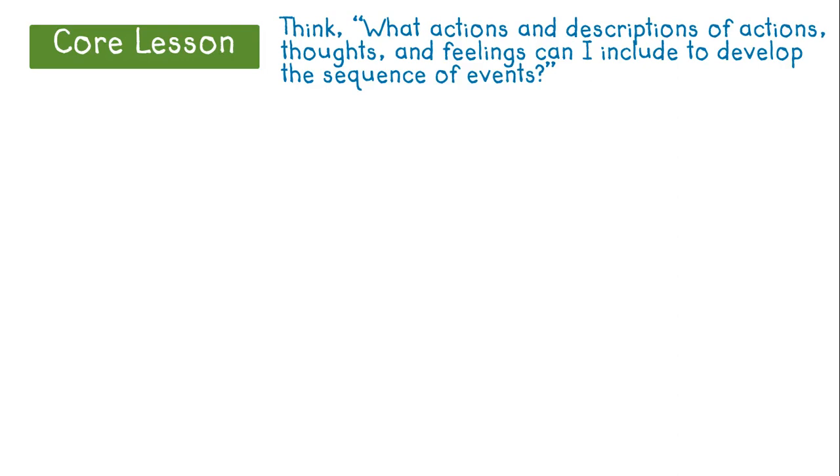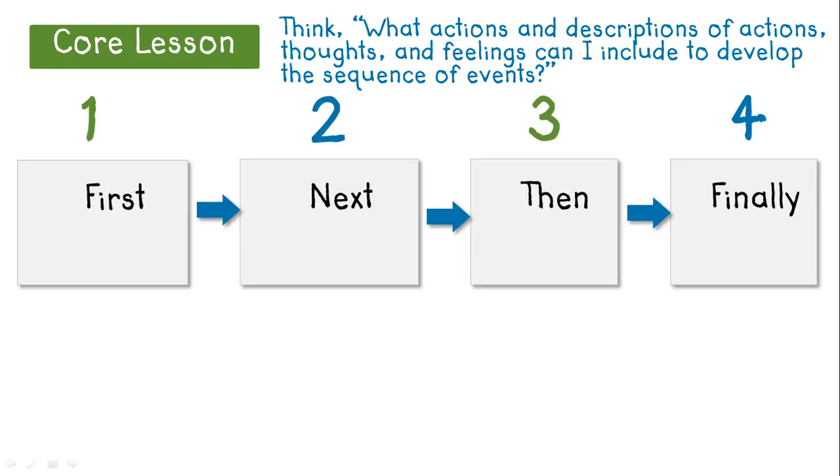Now we need to think, what actions and description of actions, thoughts, and feelings can I include to develop the sequence of events? We are going to fill in our sequence of events from Polynesia's point of view. So we need to think back into the story about what, from her point of view, happened first, next, and so on.